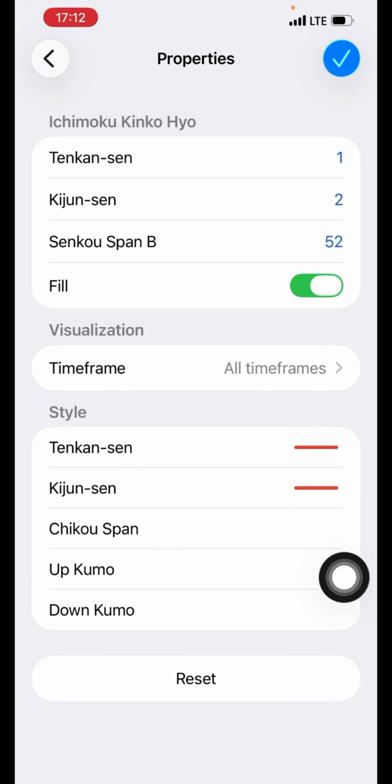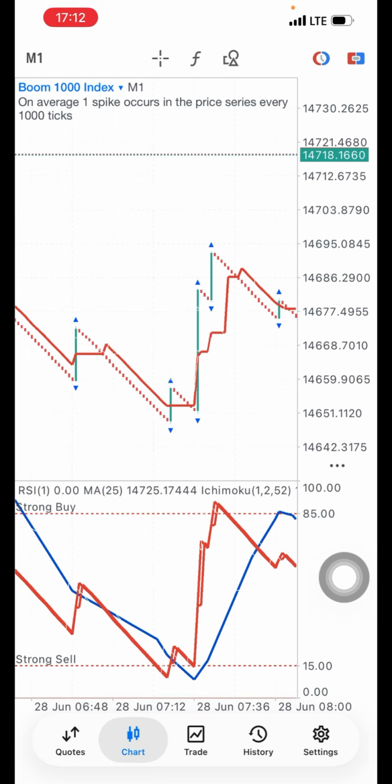So that's basically how you set the strategy up. Once you set it correctly, you are going to have a screen like this. That's basically all you need to know for this strategy.